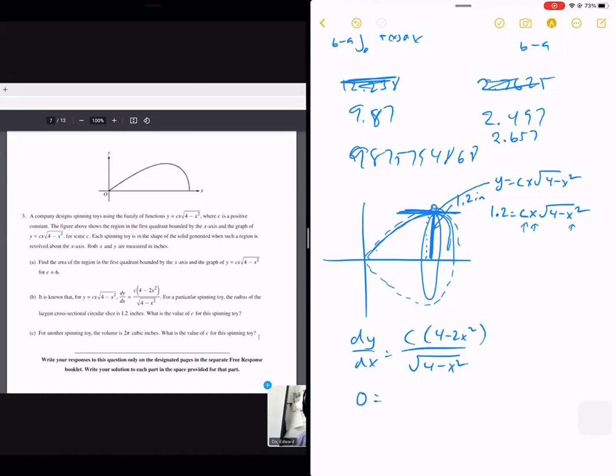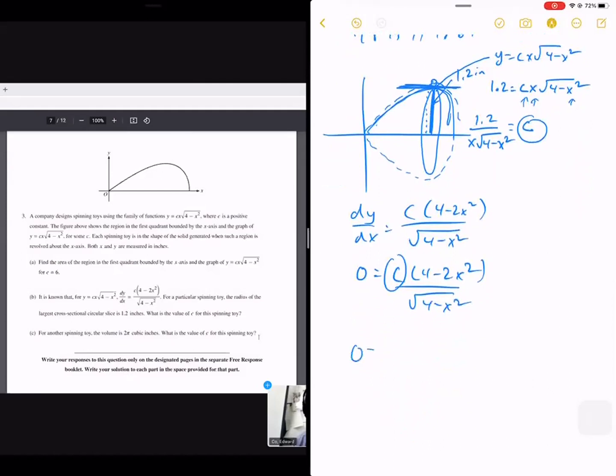So we have 0 is equal to c times 4 minus 2x squared all over the square root of 4 minus x squared. And then if I multiply this over, I guess, we're trying to figure out what I can do to now solve for one variable. Now, we could try this. If I go ahead and solve for c here, I'm not sure this is going to work, but let's try. c is equal to 1.2 over x square root of 4 minus x squared. And if I substitute x in, we only have a one variable equation then.